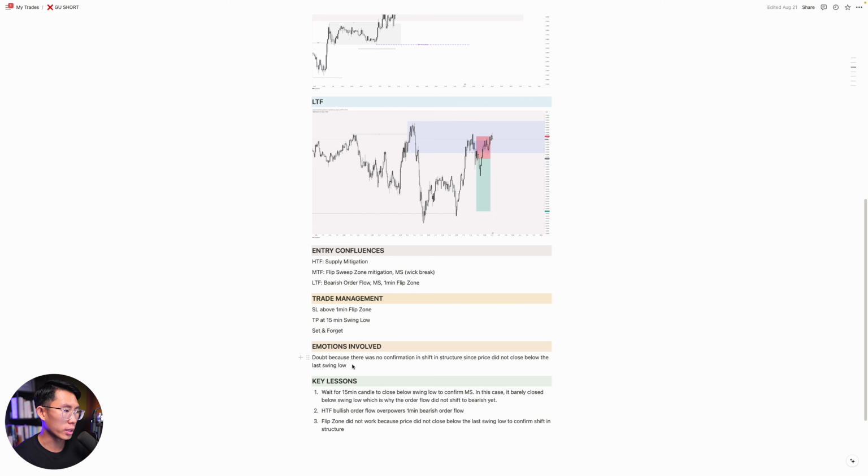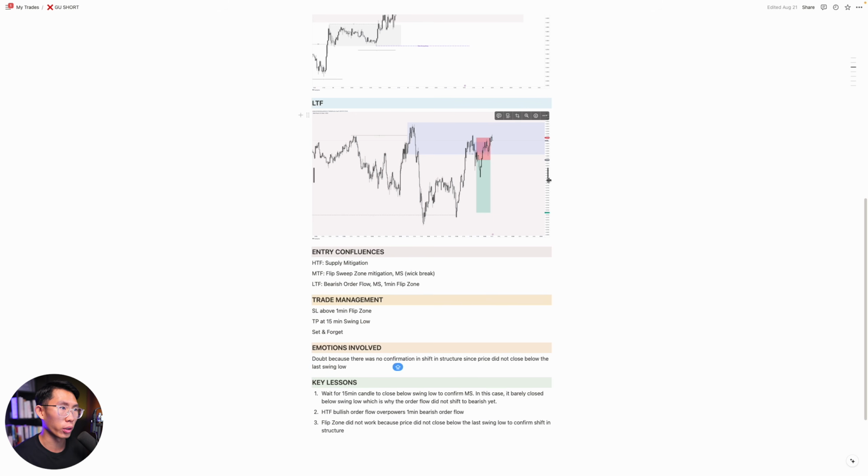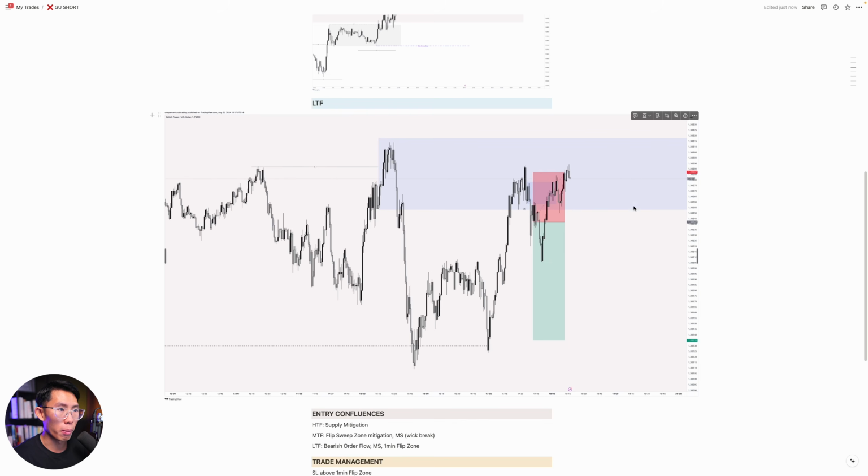So based on this, once again, I felt a little bit of doubt, and there was no confirmation in the shift in structure right here. You can see, if this trade were to go my way, price would continue heading back down, but there was not really a shift in structure. This is just price pulling back to this previous demand range, and then demand stepped into the market and caused price to go up even further.